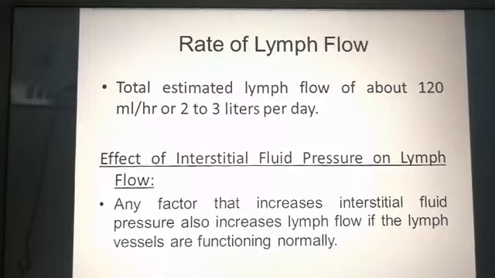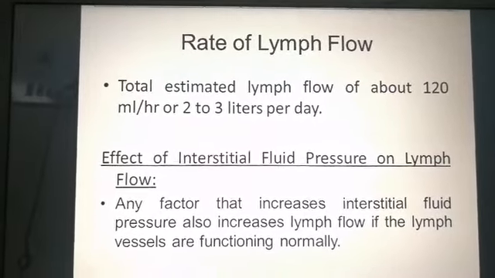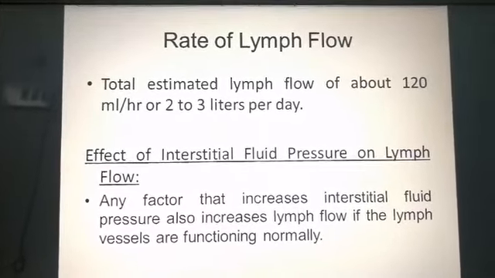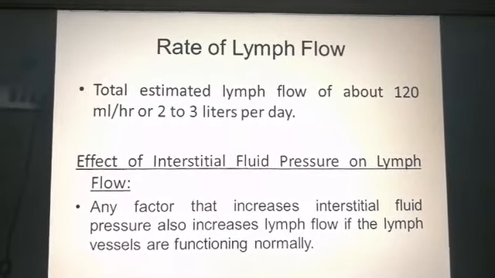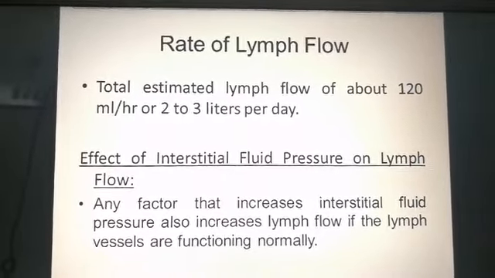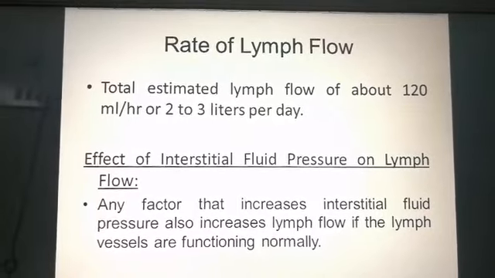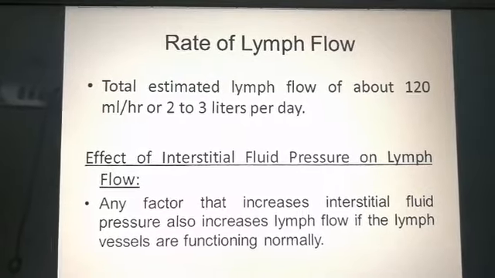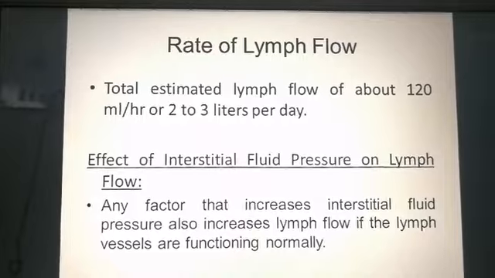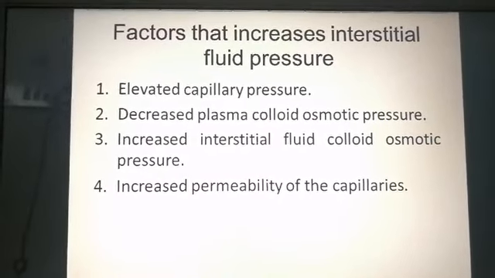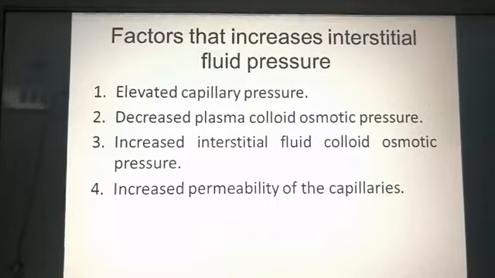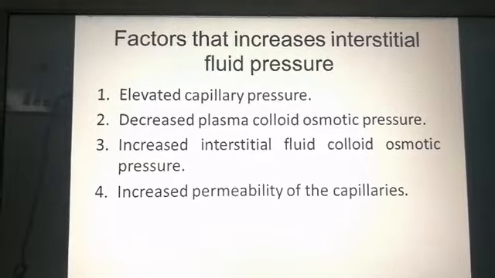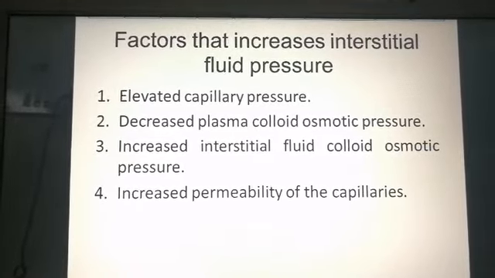Effect of interstitial fluid pressure on lymph flow. Any factor that increases interstitial fluid pressure also increases lymph flow if the lymph vessels are functionally normal. So when the interstitial fluid pressure is increased, the lymph flow is increased, because it has a direct relation with the interstitial fluid, because the lymph comes from interstitial fluid. These are a few factors which affect interstitial fluid pressure: elevated capillary pressure, decreased plasma colloid osmotic pressure, increased interstitial fluid colloid osmotic pressure, and increased permeability of the capillaries.